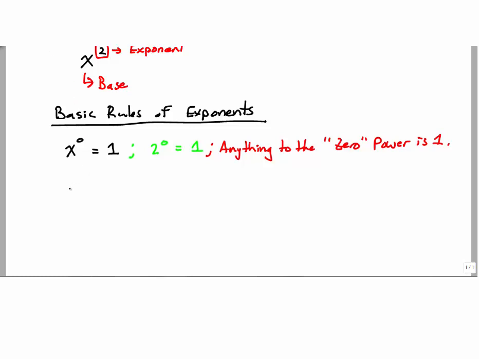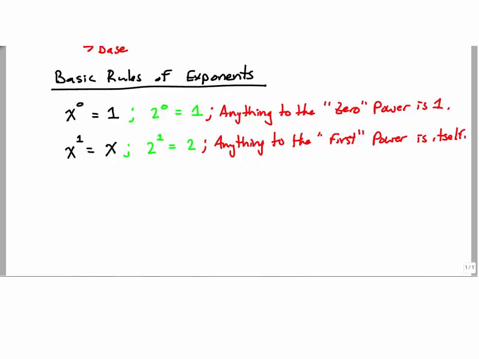We can also talk about an expression to the first power being just the base itself, because this is saying I have x written down one time. So anything that's to the first power is just itself. So if I had 2 to the first, that would give me a 2. Anything to the first power is itself.